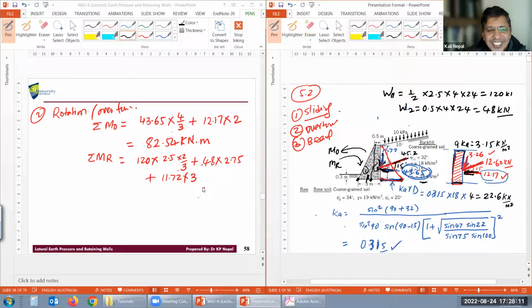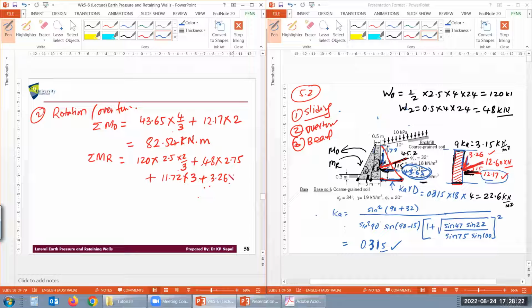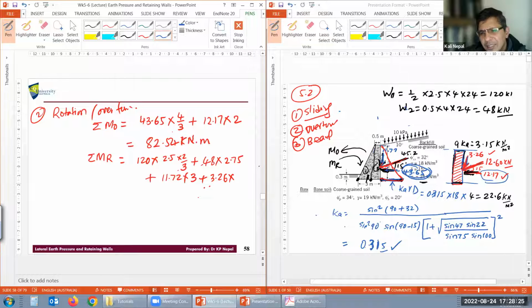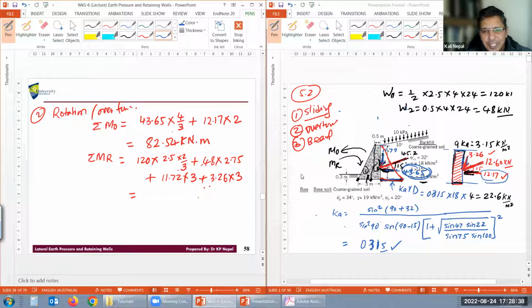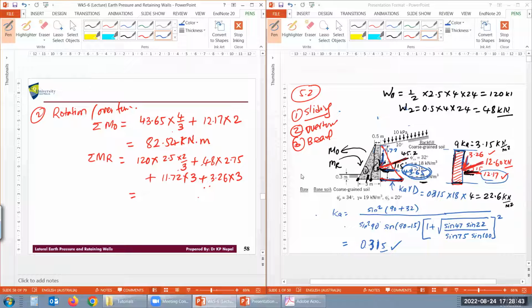All right, so now another one plus, right? So this one is acting what? 12 point, oh no, that's the horizontal. Vertical is what? 3.26, is that correct? 3.26 multiplied, also on the face of the wall, so that means 3 again. Can you compute the resisting moment? All that helps to prevent the wall from rotating, okay? So that's what the resisting moment is all about.